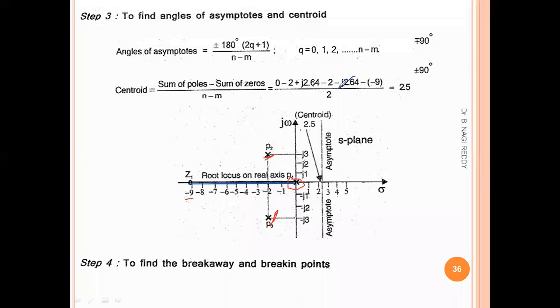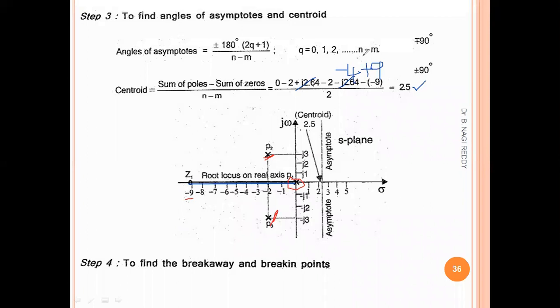So this minus and this plus will get cancelled. And here you can see minus 2 and minus 2, so if we add these two, we will get minus 4. And minus of minus will get plus, so minus 4 plus 9 will be there in the numerator. That means 9 minus 4, which is 5. So the numerator has the value 5, and in the denominator it is 2. So 5 by 2, you will get 2.5 as the centroid.